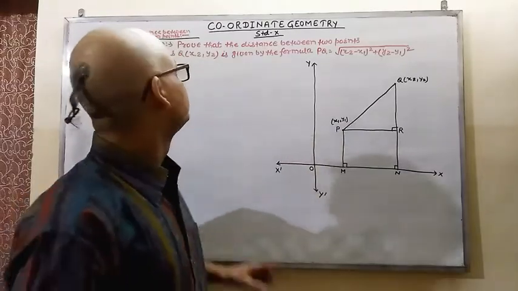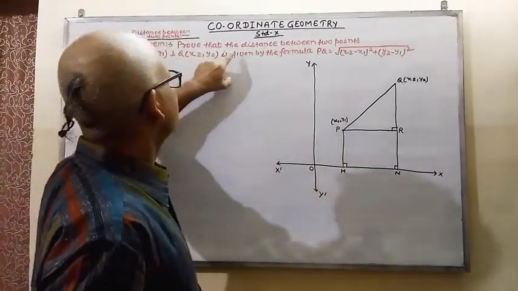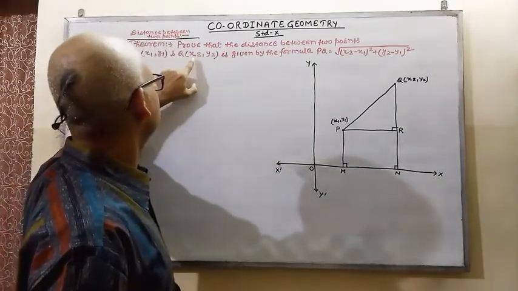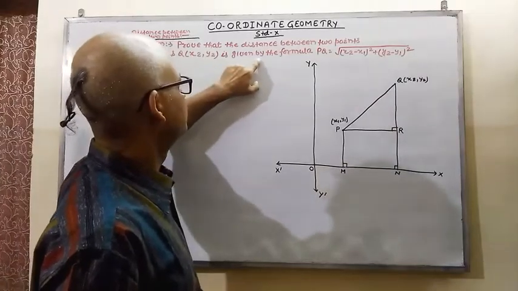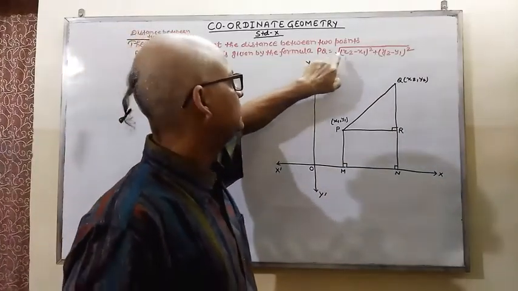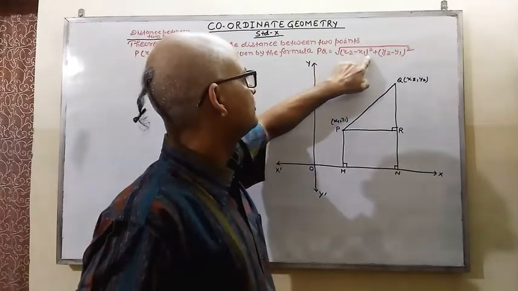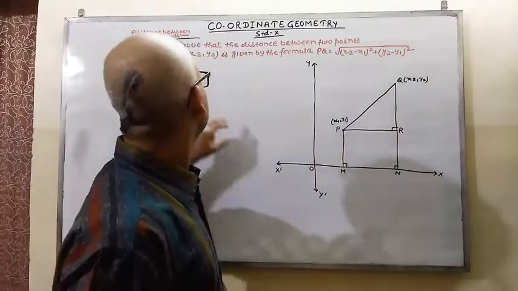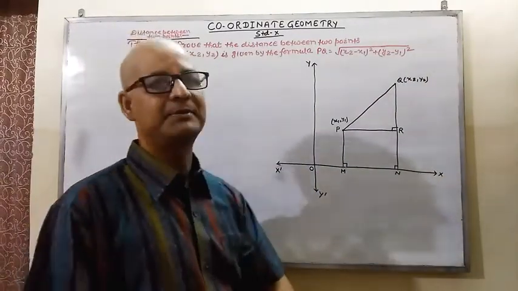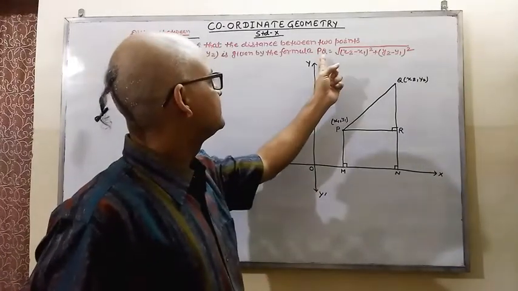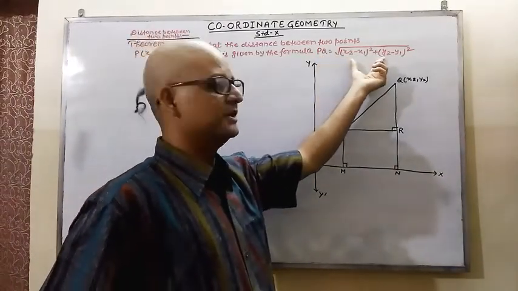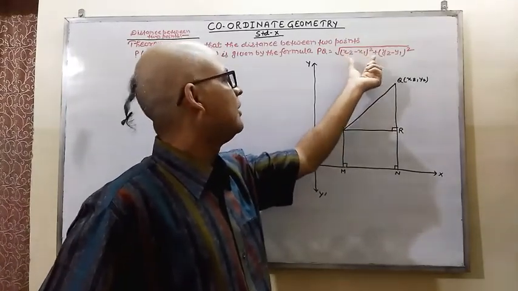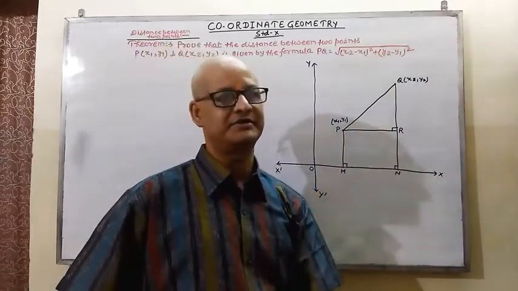Suppose the theorem is: prove that the distance between two points P(x1, y1) and Q(x2, y2) is given by the formula PQ is equal to root under (x2 minus x1) whole square plus (y2 minus y1) whole square. It means P and Q are two points in a plane, then their distance PQ is equal to this. That is given to prove. This is the formula, and how to get this formula, that is the derivation.